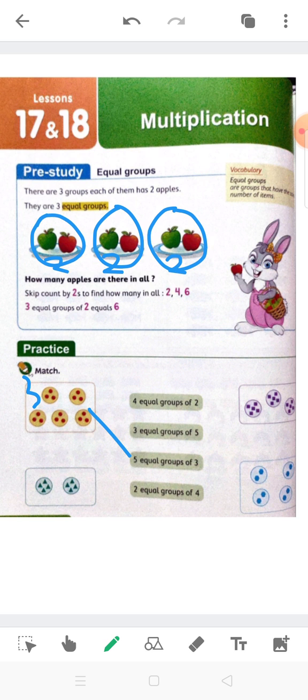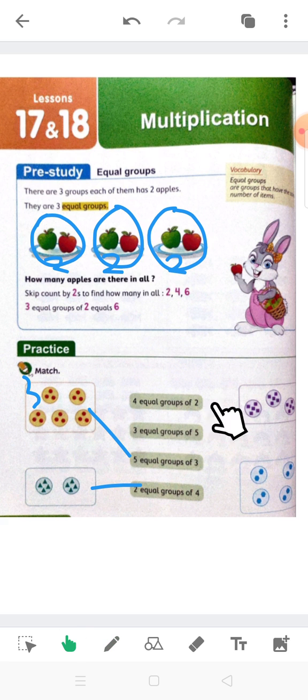I can match. Okay, let's see here. How many groups have we got? We have 2 groups. Each group contains 4 triangles. So how do we call these groups? I've got 2, so 2 equal groups of 4. So this is the answer.